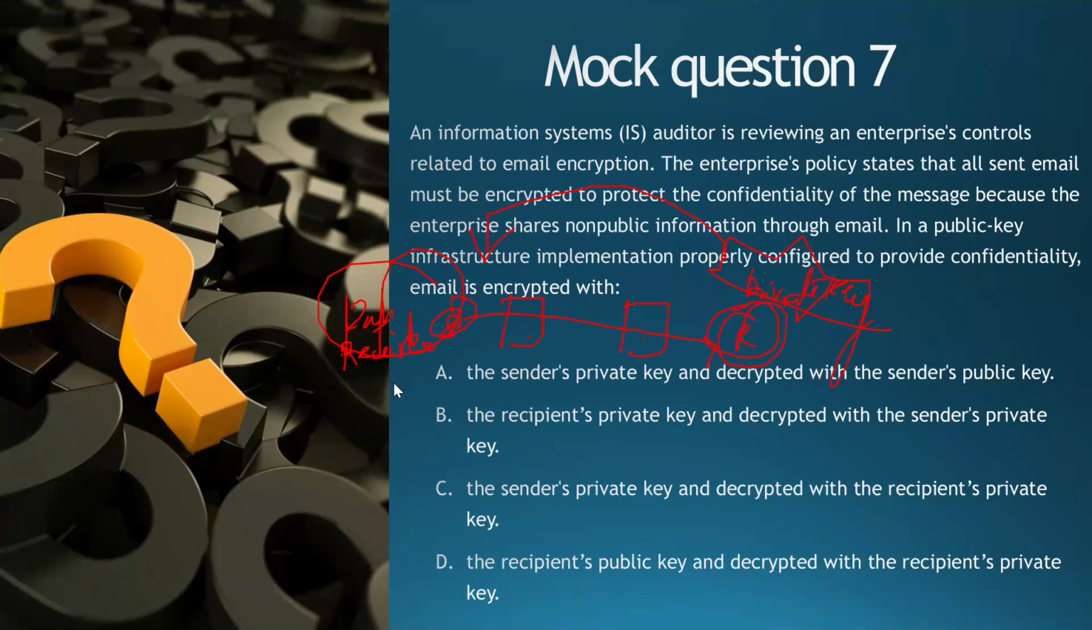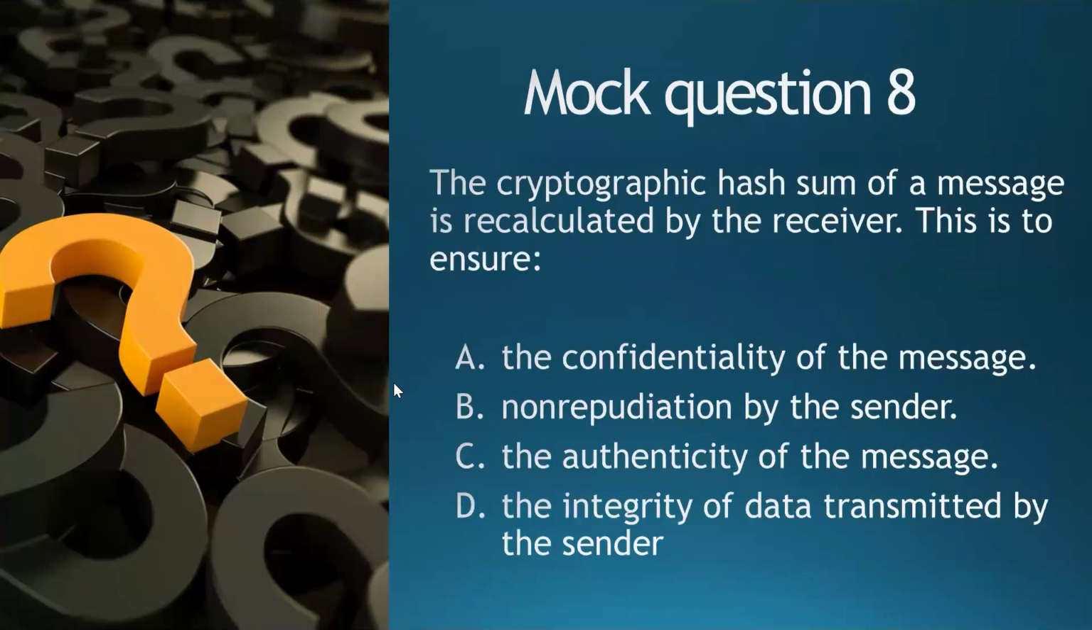Now, moving to the next question. A cryptographic hash sum of the message is recalculated by the receiver. This is to ensure confidentiality of the message, non-repudiation by the sender, authenticity of the message, or integrity of data transmitted by the sender.